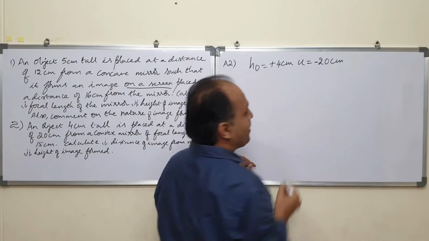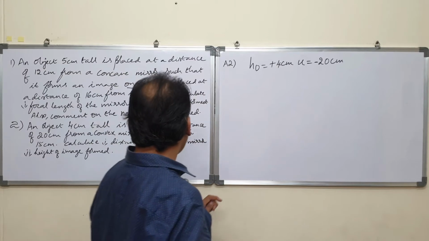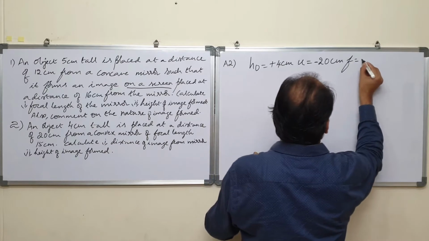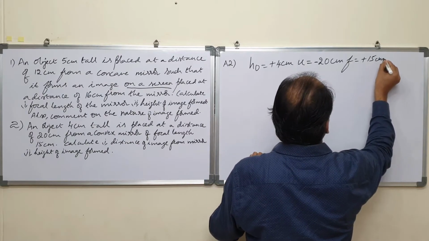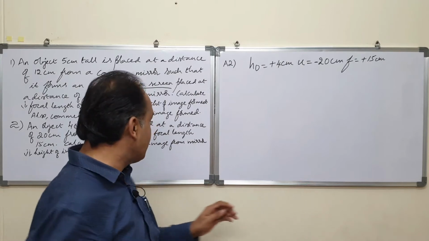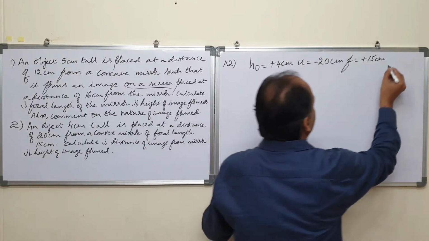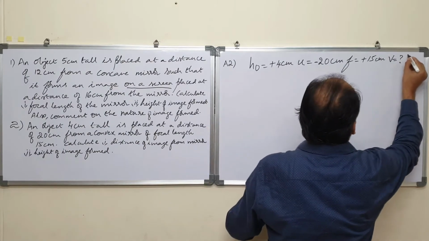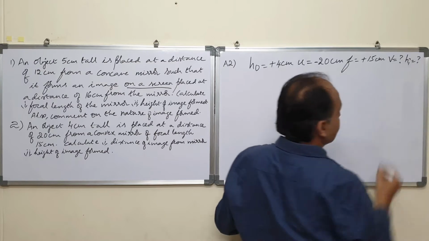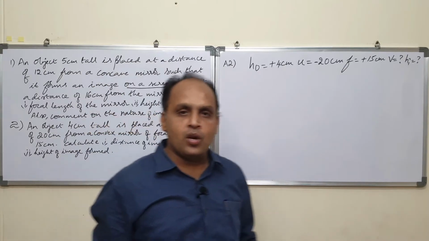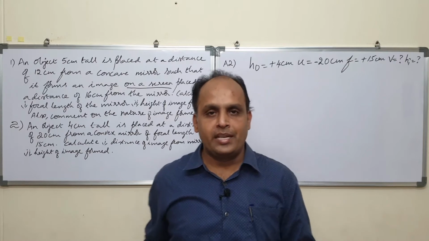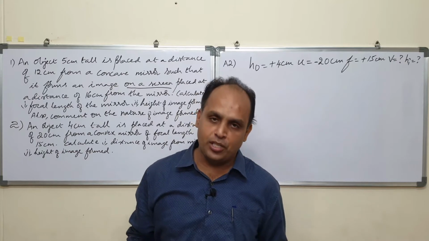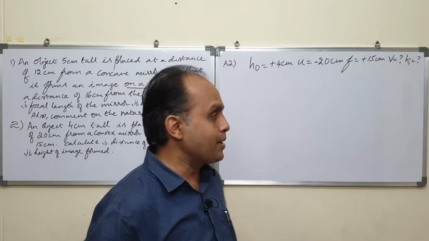So, u is equal to minus 20 because the object is on the left, and focal length of the mirror is also given over here. It is 15 centimeters. Focal length is positive because the focus of convex mirror lies on the right. We are asked to calculate the distance of image from the mirror, which is v, and we are asked to calculate height of the image, which is hi. We are also not asked to comment anything on the nature of the image, because in both the cases convex mirror forms virtual, erect and diminished image. So that's why that question doesn't appear over here.